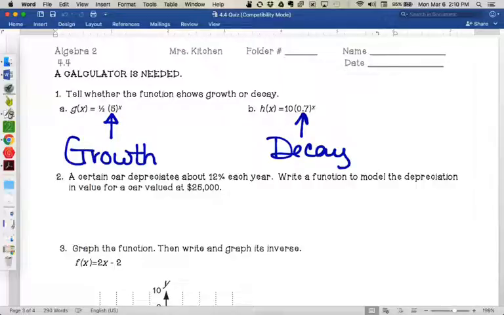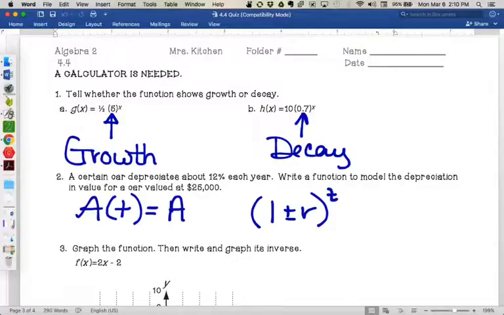Number 2, this is where you're just going to simply write a function. You're not going to solve anything. You do need to know what the word depreciate means. It means go down. And so we're going to start with our template. That template looks a little odd right now, but it'll come together here in a second. Had to provide some space here. So this value of A right here is the initial amount.